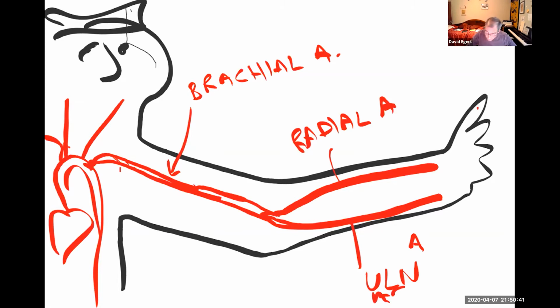I'm not sure why, I've got some technical difficulties going on here. Ulnar artery.